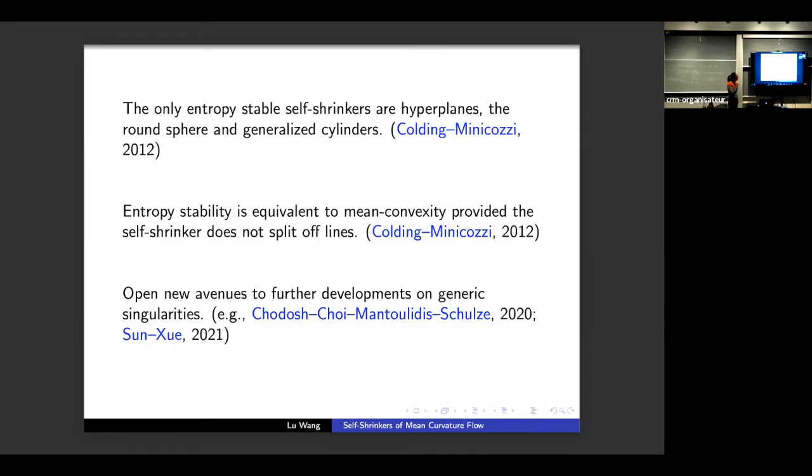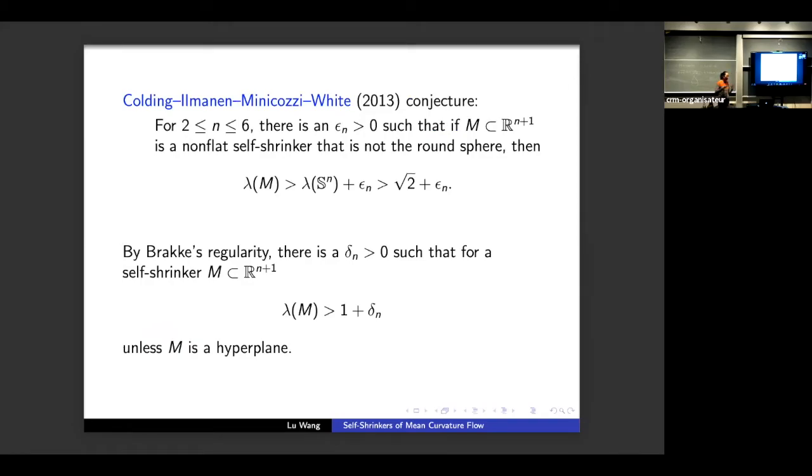And moreover, because of this dynamical approach to generic mean curvature flow, Ketover, Zhou, and Bernstein and Wang, Ilmanen and White proposed to study the relation between hypersurfaces and entropy. Here I mention one of them. Namely, they conjectured that for dimension n between 2 and 6, there exists some positive constant epsilon_n, depending on the dimension only, so that if you have a self shrinker that is non-flat and not a round sphere, then the entropy of such a self shrinker is bounded from below by the entropy of the round sphere plus this epsilon.